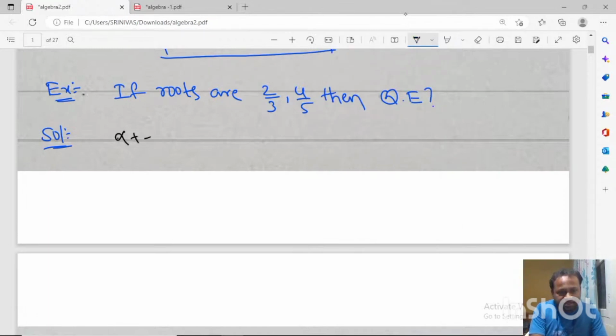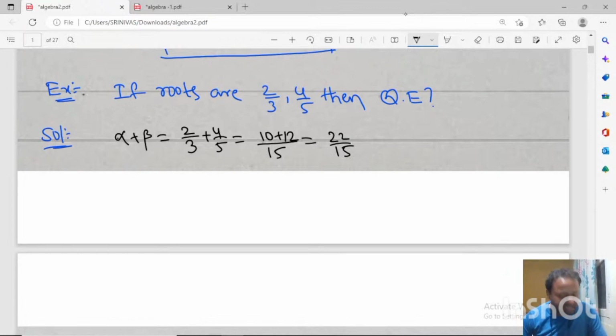Alpha plus beta is equal to sum of the roots. Sum of the roots means 2 upon 3 plus 4 upon 5. So LCM will be 15, 10 plus 12, that is 22 upon 15. Not 17, 4 threes are 12. Alpha beta is 4 twos are 8 divided by 15.